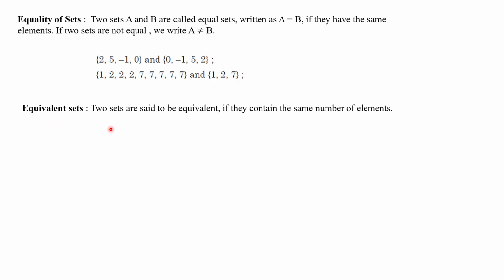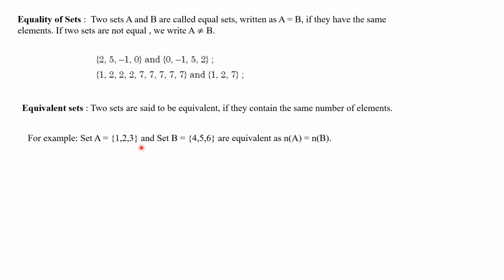Next is equivalent set. Two sets are said to be equivalent if they contain the same number of elements. See, between equality and equivalent there is a difference. In an equal set, the members should be the same. But in an equivalent set, how many members are there? The count should be the same, not the members.